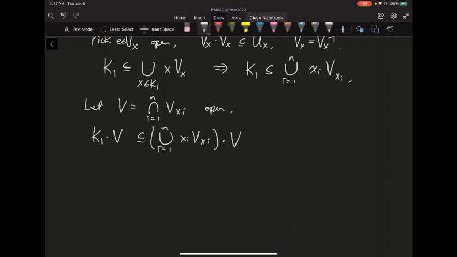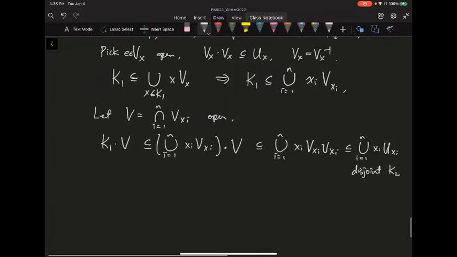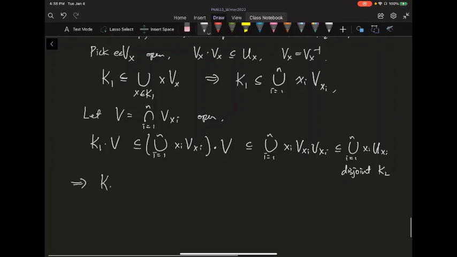V is contained in each of these V of xi, so this is contained in the union of xi·V of xi, i going from 1 to n. And this whole thing is contained inside the union of xi·U of xi, i going from 1 to n, and each of these xi·U of xi is disjoint from K2. So basically I showed that K1·V intersect K2 is going to be empty. You can separate them by a little set V.